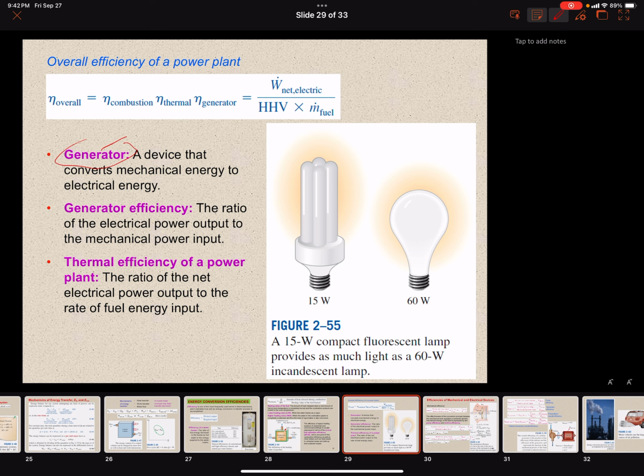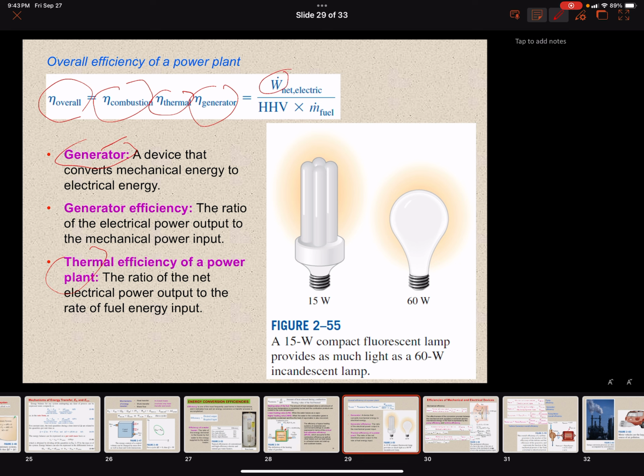The overall efficiency of a plant measures how effectively the plant converts the energy in a fuel into usable electrical power. And it takes into account several stages. For example, the generator efficiency, which is how effectively the mechanical energy is converted into electrical energy by the generator, and the thermal efficiency, how well the plant converts the heat energy into mechanical energy to drive a turbine. And we can see the equation here. The overall efficiency of the power plant will equal the efficiency of the combustion, which we have seen in the previous slide, multiplied by the thermal efficiency, which is this one, multiplied by the generator efficiency.